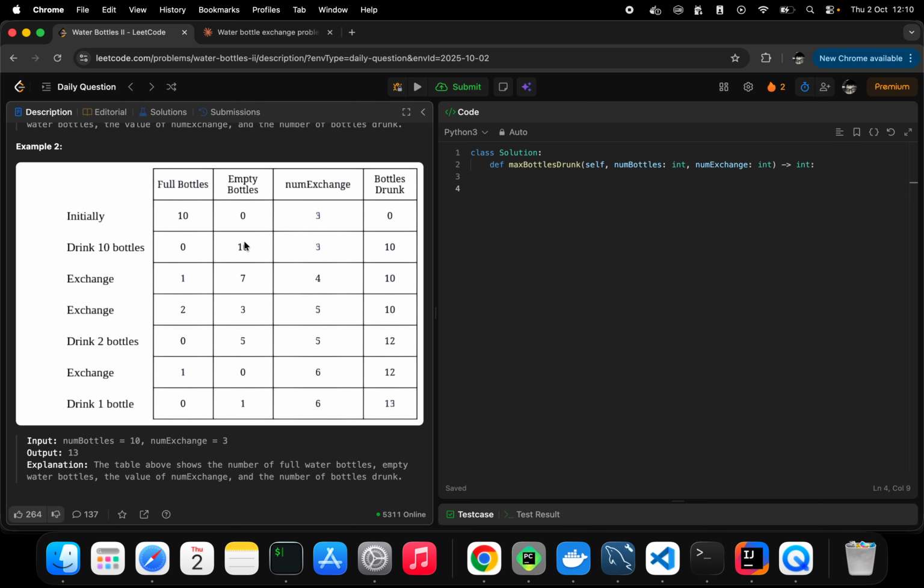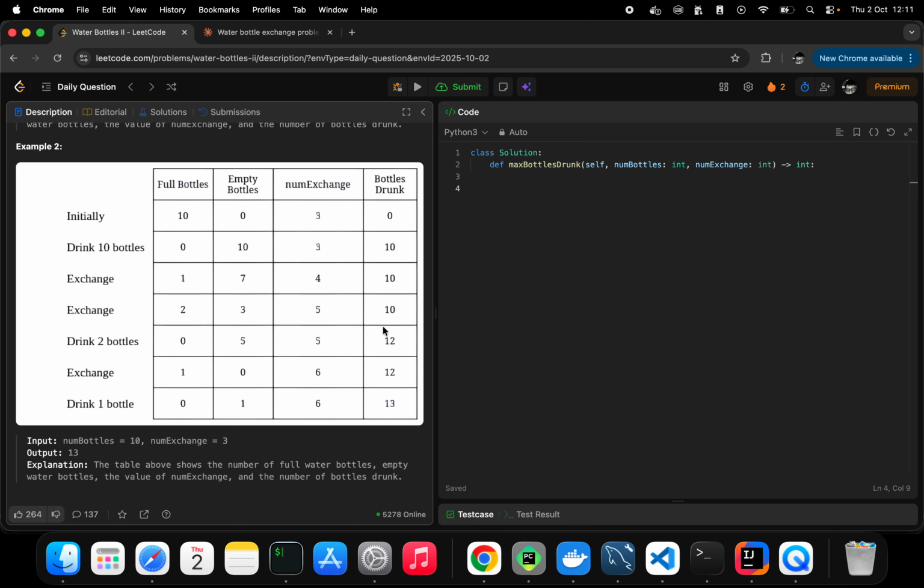Then we finish all the 10 water bottles. We have 3 to exchange. Total bottles drunk 10. We exchange 3, we get 1. We subtract 3 from here, 7. The numExchange has increased from 3 to 4. Then we drink one more bottle. Then the exchange increases to 5.